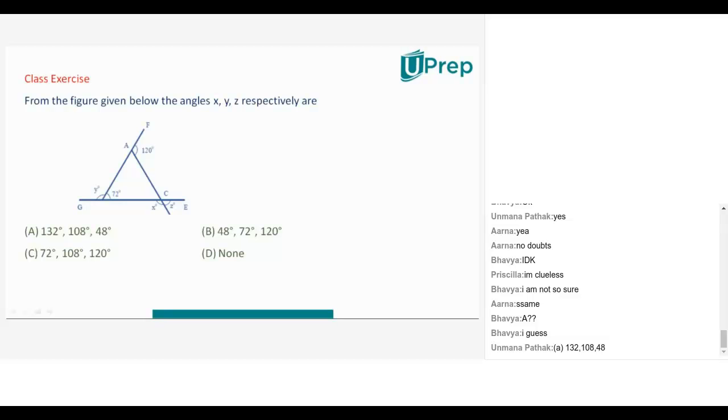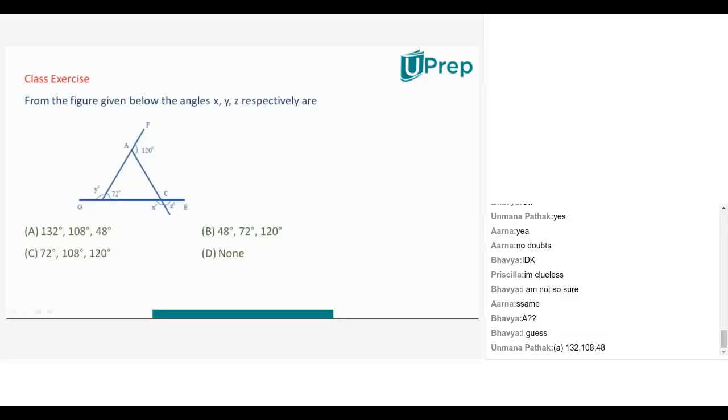Okay, Unmana has given a confident answer. She says A. What about the others? 132, 108, and 48. Quick, another minute, guys. Tops. Can you start? Okay. Anna, come again. So I was just telling, can you start explaining? Alright, I'm waiting for the others. Okay, chalo. He's saying what are the values of x, y, z respectively.